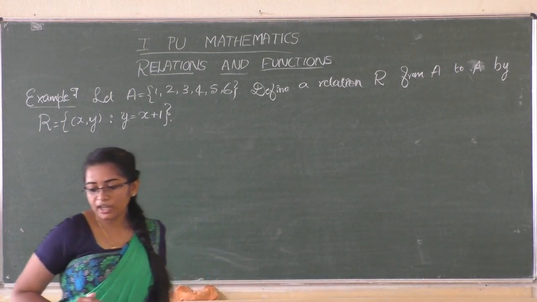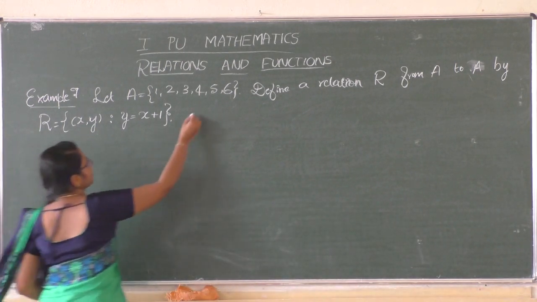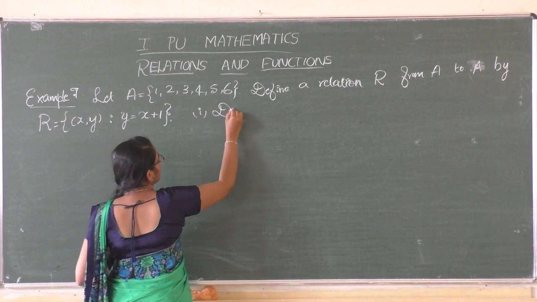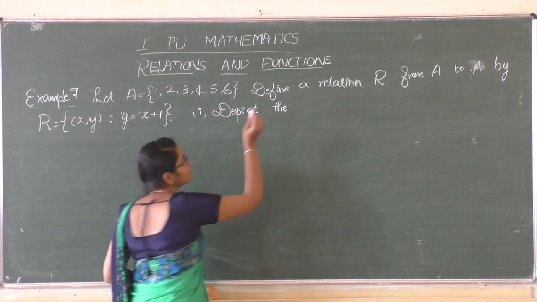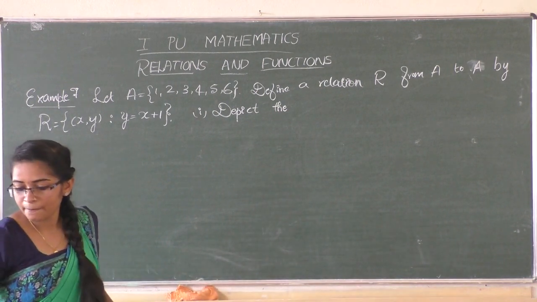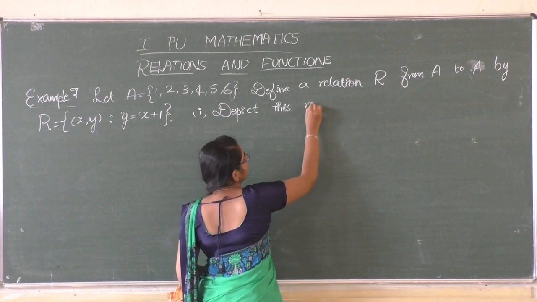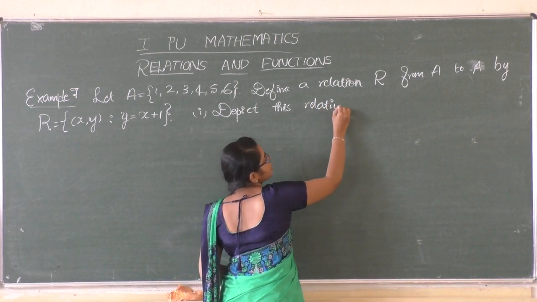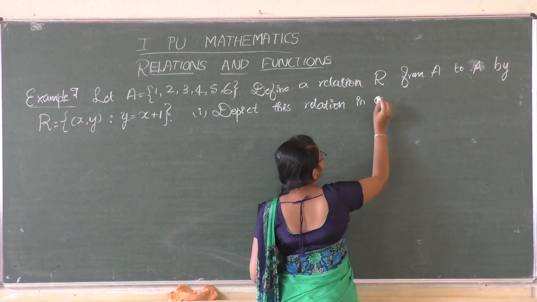Okay, now what you need to do is depict the relation in an arrow diagram. Depict this relation, the relation which is given in the example, in an arrow diagram.